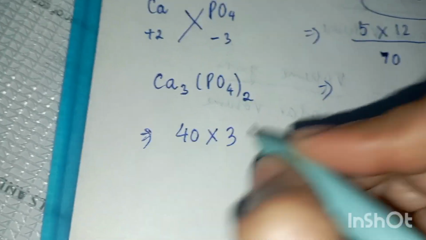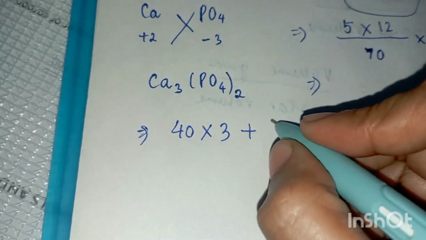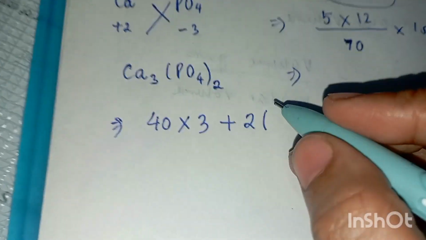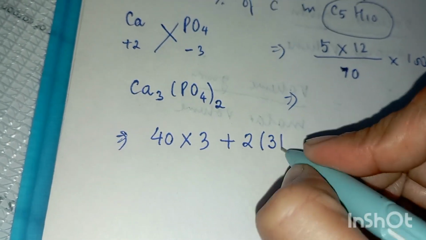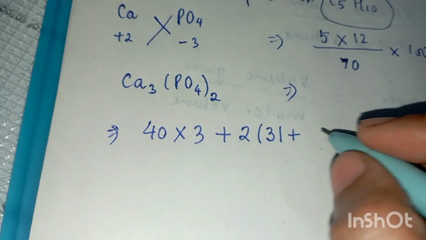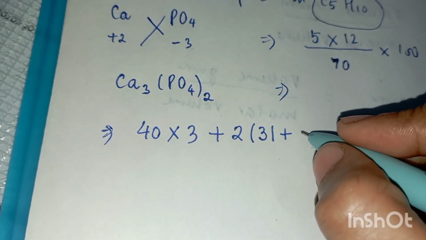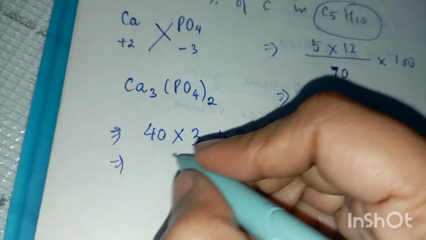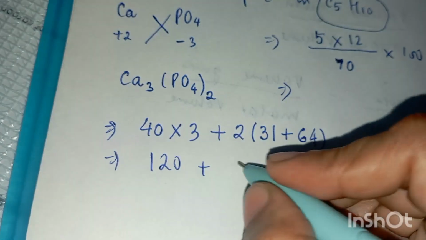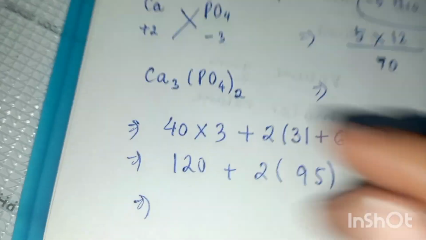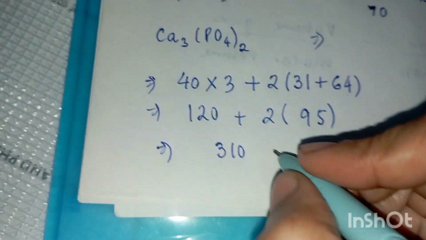And how many calcium atoms? 3 calcium atoms, so 120. Plus 2 into phosphate, write one phosphate. So the phosphorus atomic mass is 31. Atomic masses will be given. Now how many oxygen atoms? 4 oxygen atoms. 4 into 16 is 64. So 120 plus 2 into 95. So a total of 310 gram is the molar mass here.